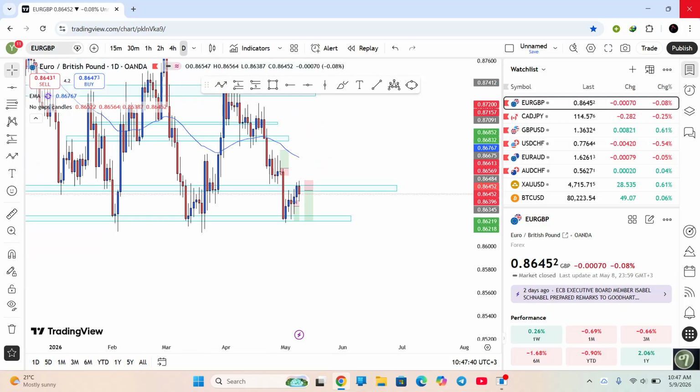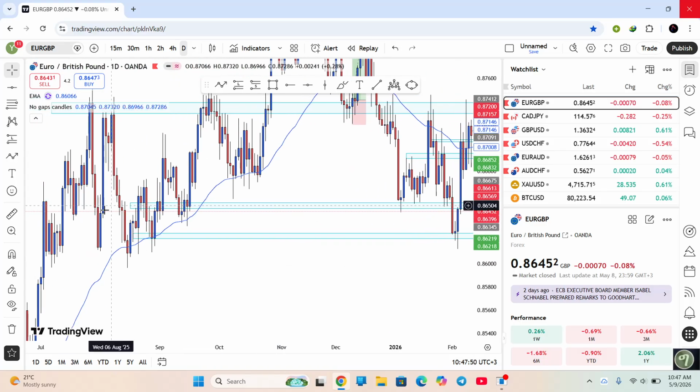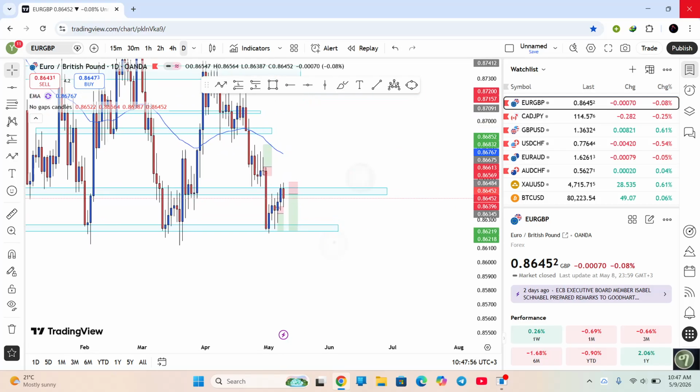Now again we are back at another area of interest, or another support and resistance level. As you can see, it has been used as a support over here, some kind of weak rejection over here, and over here it has been used as a support. So it has more than 3 touches. So this is a valid area of interest.